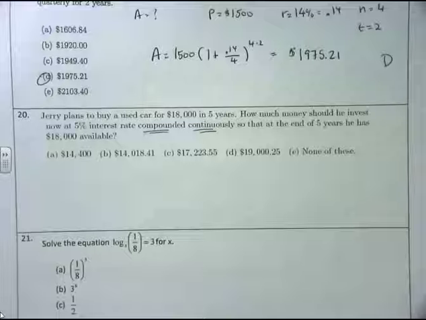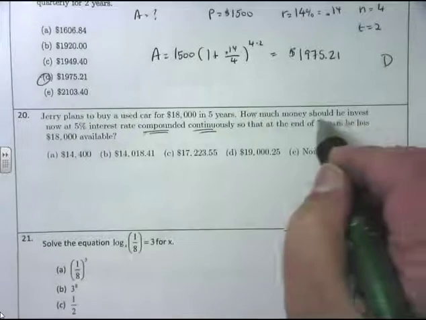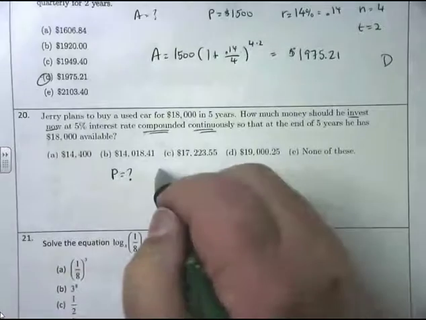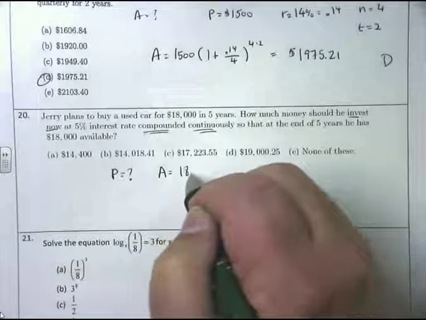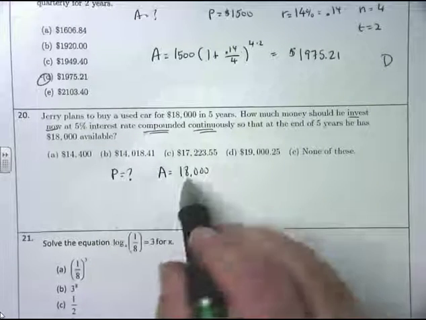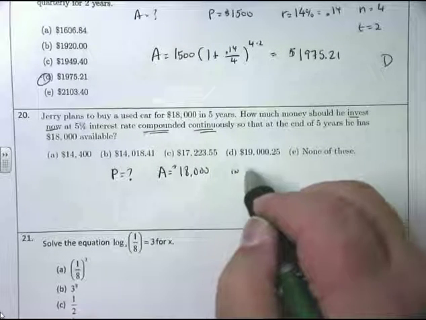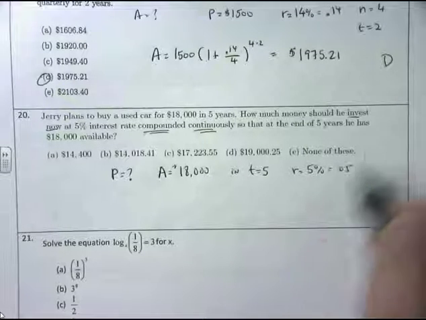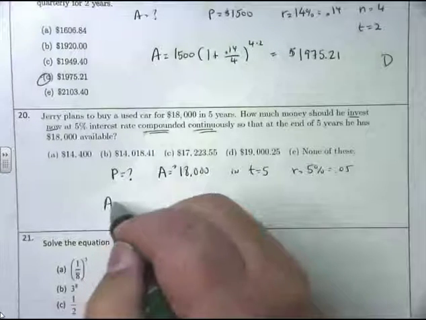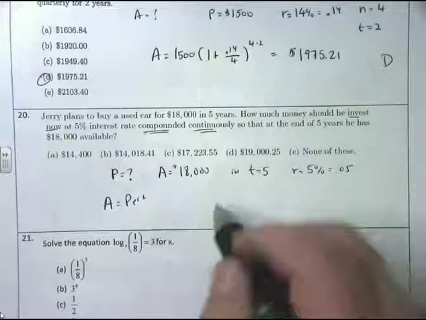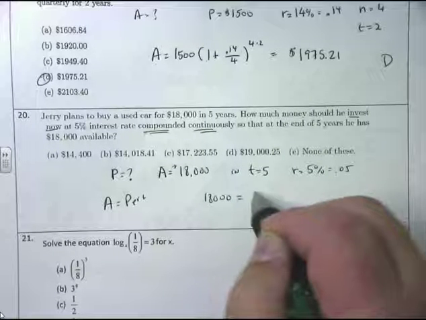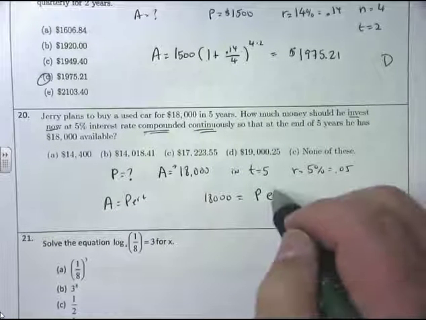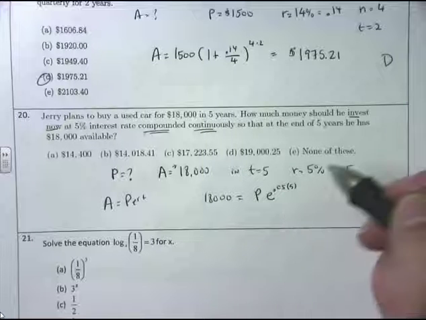So how much should he invest now? Invest now is the principal. So we're actually looking for the principal, where in the future he wants the accumulated value of $18,000. How much should he invest now to get $18,000 in time equals 5 years at an interest rate of 5%, which is clearly 0.05? But compounded continuously is my PERT formula. So A, $18,000, equals P, what we're looking for, times e, that 2.718 number, raised to the r, 0.05, times time, which is 5.